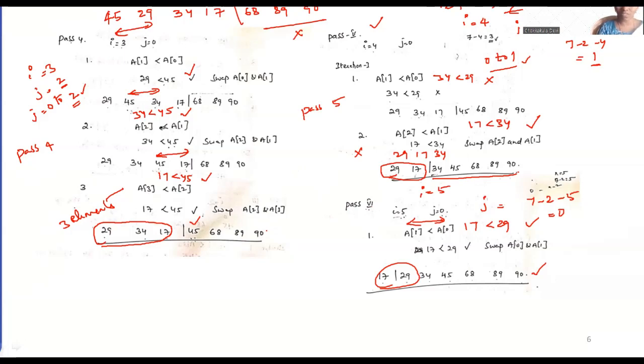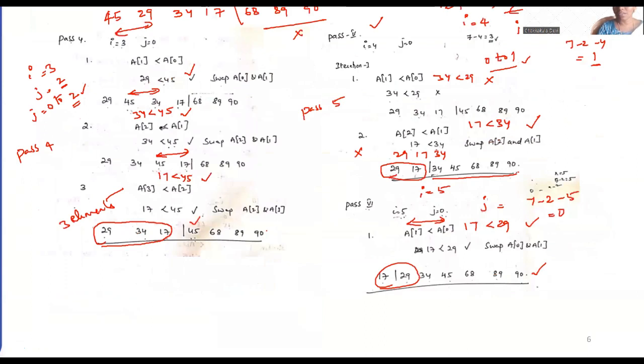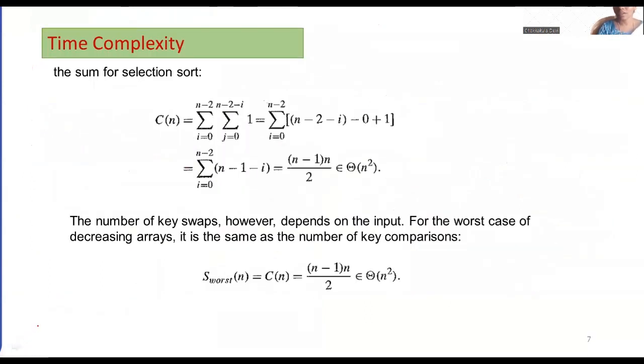It says that after completion of n minus 1 passes, you can see your list will be sorted, and we are finding that only here. So after completion of 6 passes, we can see that all the elements of your list are in sorted order. So now it is time for the time complexity.